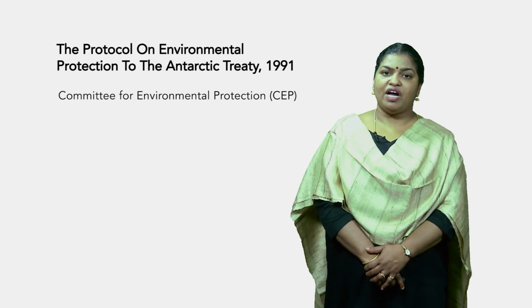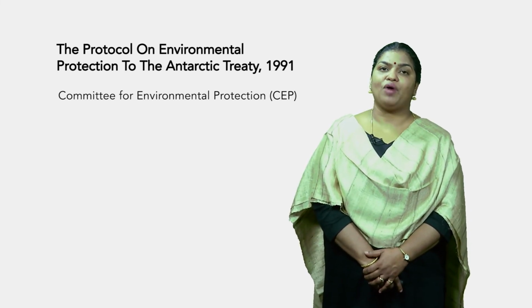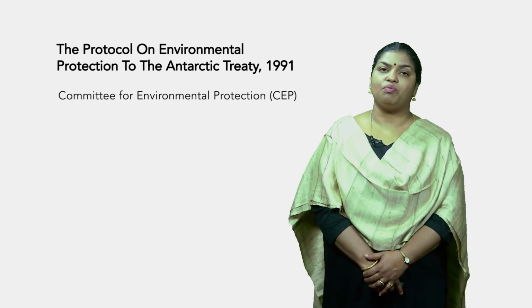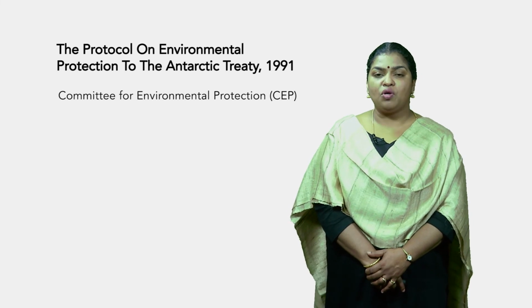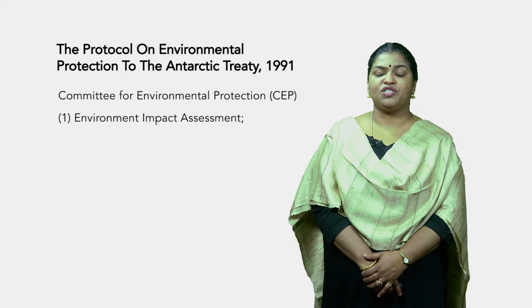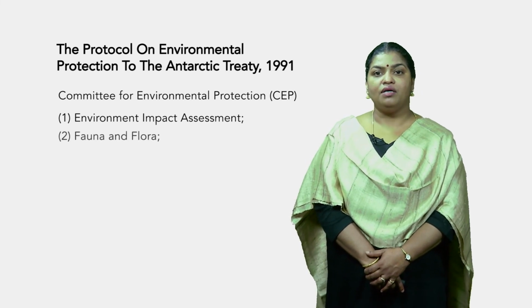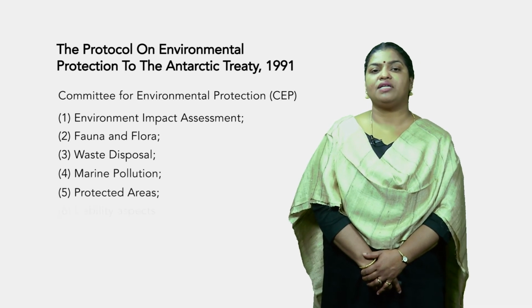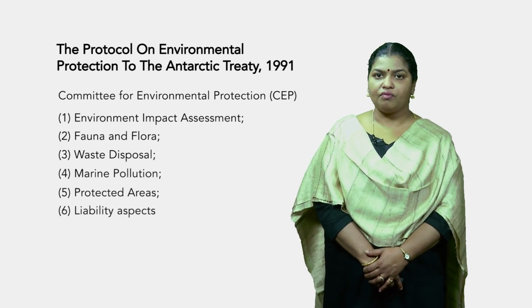The Committee for Environmental Protection meets every year to provide advice and formulate recommendations to the parties in connection with the implementation of this protocol. The protocol has 6 annexes which deal with: first, environmental impact assessment; second, fauna and flora; third, waste disposal; fourth, marine pollution; fifth, protected areas; and sixth, liability aspects.